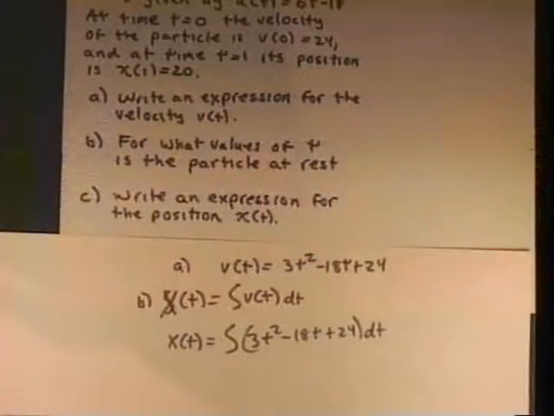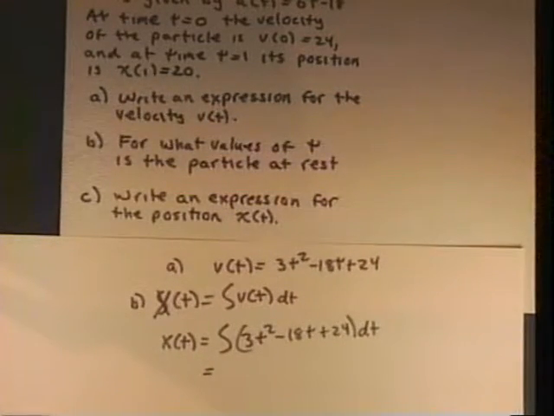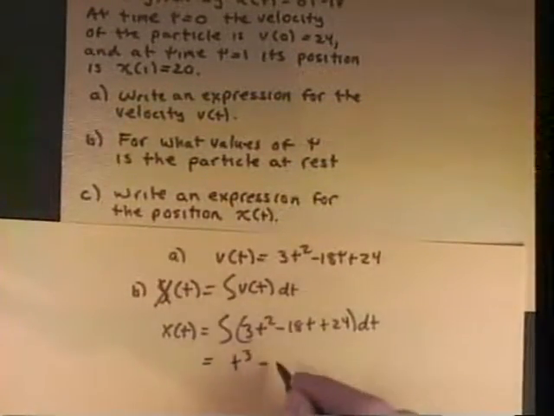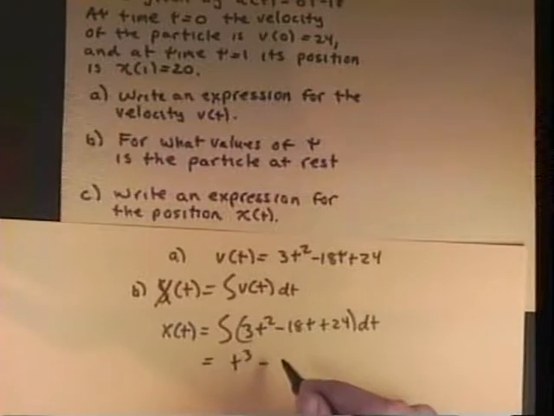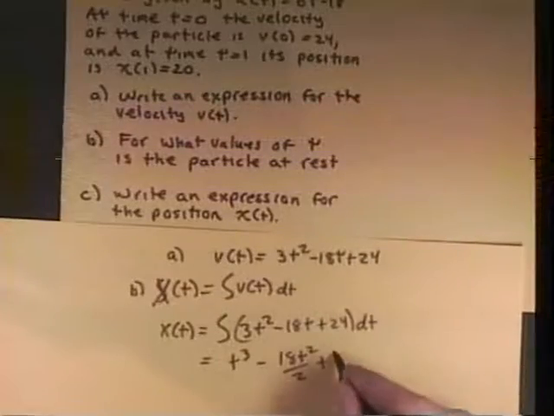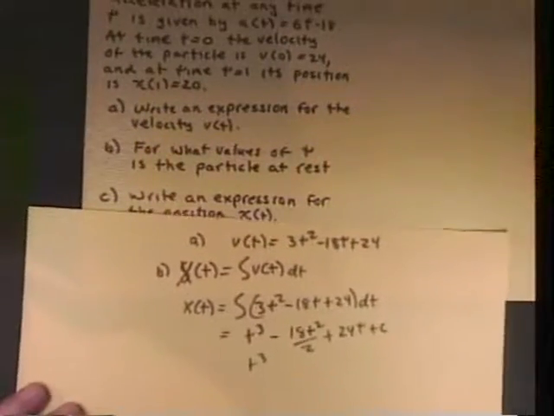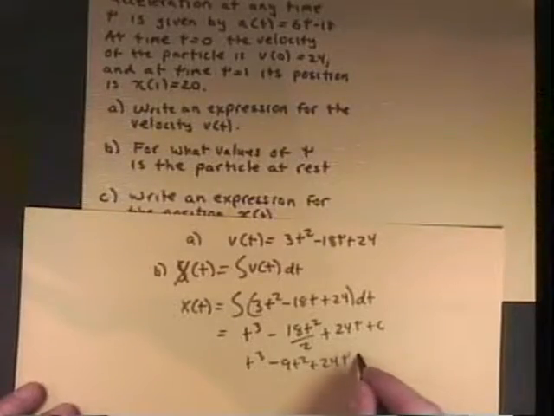So what would you do? What's the integral? t cubed over 3. It's 3t cubed over 3, which is just t cubed. Minus 18t squared over 2, which is 9t squared, plus 24t plus c. So it's t cubed minus 9t squared plus 24t plus c. Now what do we do?